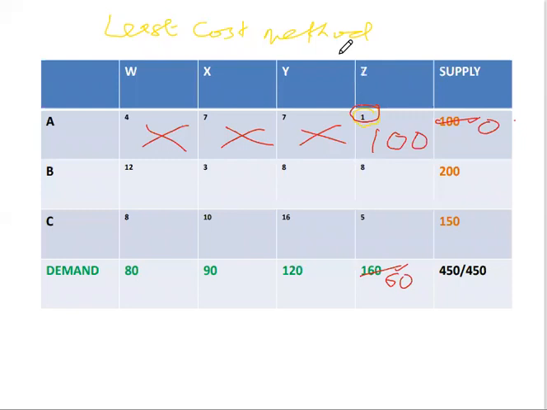All right. Now, what is the next least cost after 1? 3. Where do you have the 3? BX. B to the row, X to the column. Now look at the quantity. The quantity under B is 200.